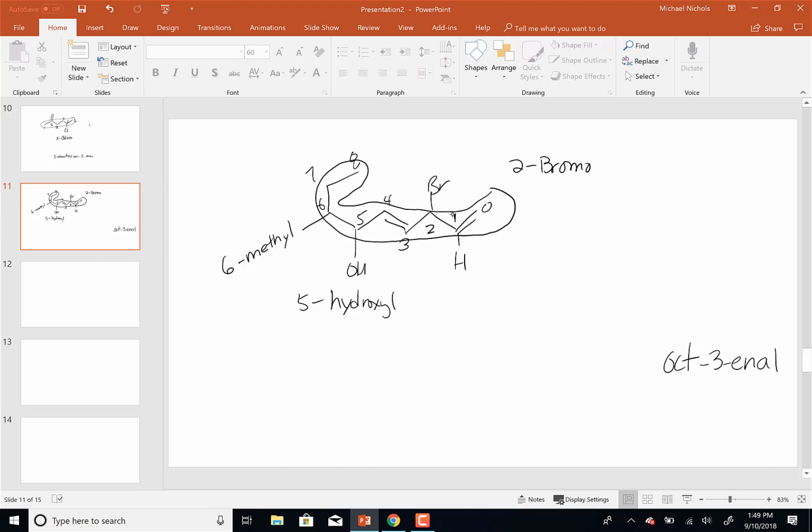So now we just go ahead and alphabetize the substituents. So we've got a 2-bromo, 5-hydroxyl, 6-methyl, oct-3-ene-al.